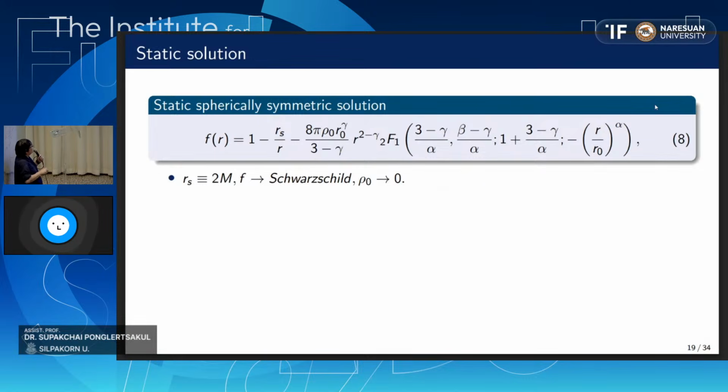R_s is just another integration constant, which we will set to 2M, because we want this function to get back to the Schwarzschild form when we switch off the dark matter parameters.